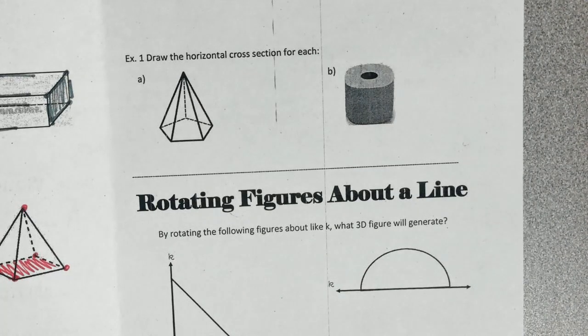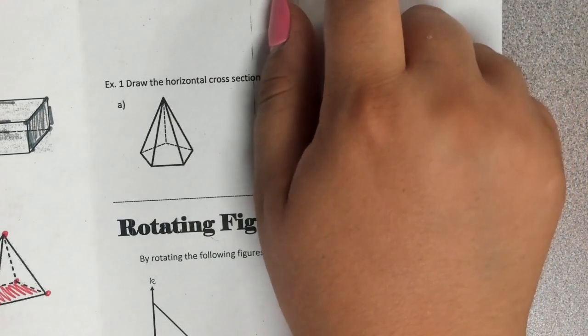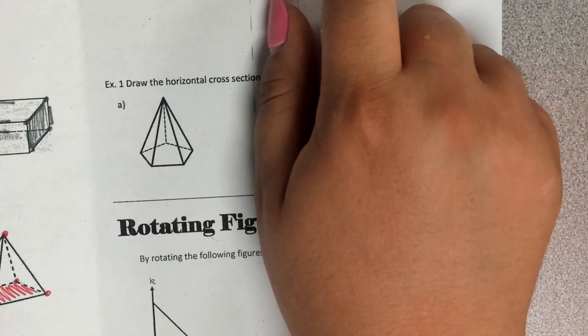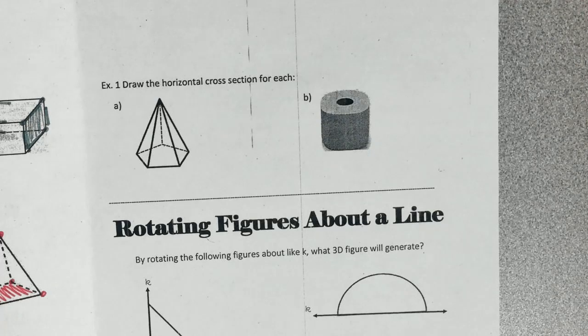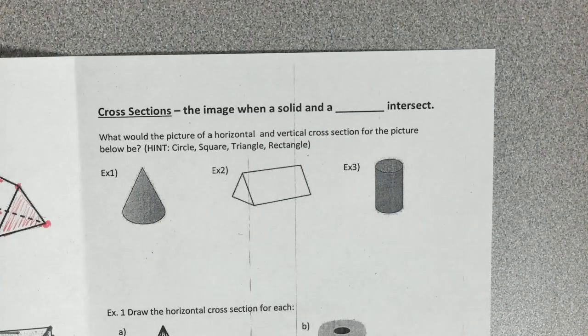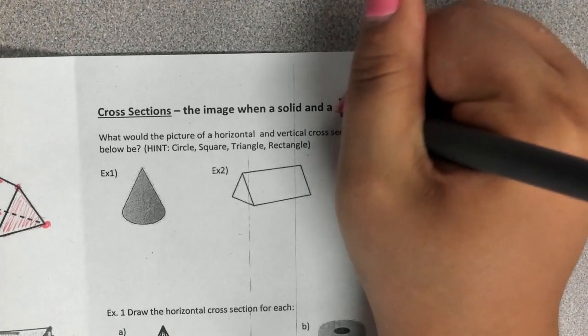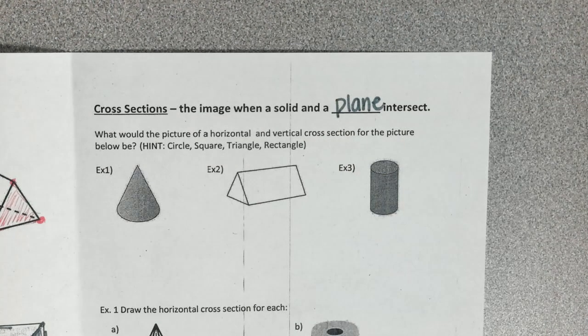Now we're going to talk about cross sections. A cross section, write this down at the top of your paper, is an image when a solid and a plane intersect. A solid and a plane, not like an airplane, but like a paper plane, intersect. So, here's an example of that. If I were to cut this pentagon, do y'all see how it's cut right there? If I were to cut this, what shape would you then see?